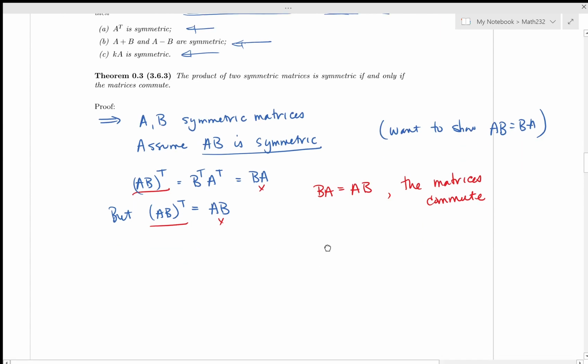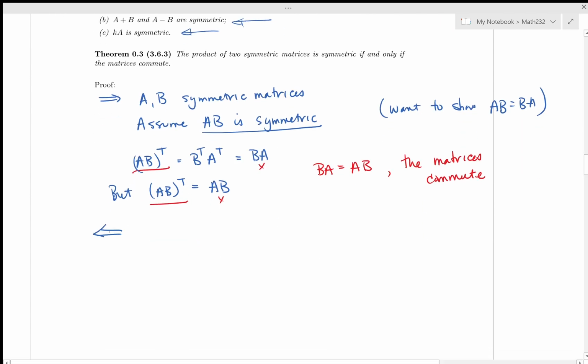Now we're going to go in the other direction. We still have A and B symmetric matrices, and now we assume the matrices commute. We want to show that AB transpose is equal to AB. That's what it means to be symmetric: if I take the transpose of the product, it's equal to the product.